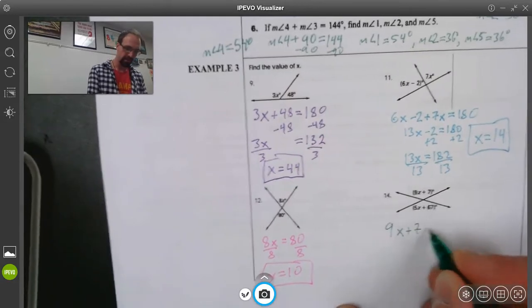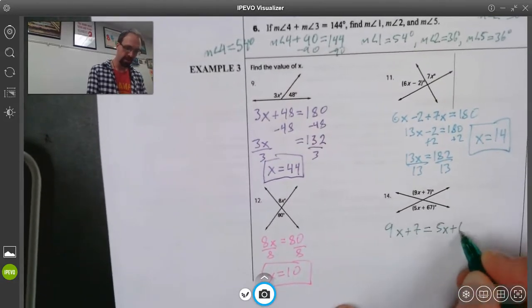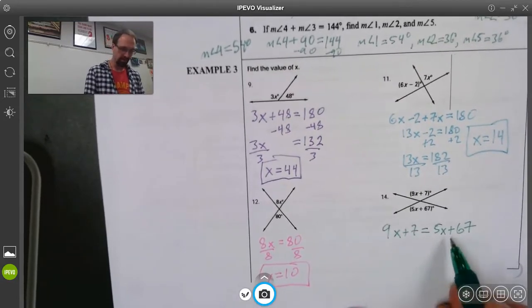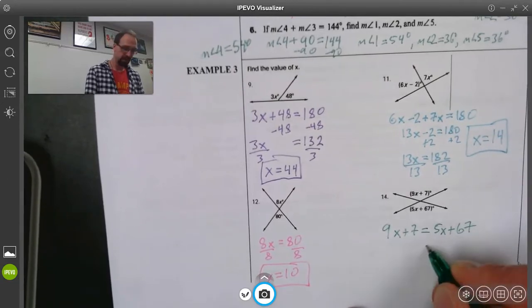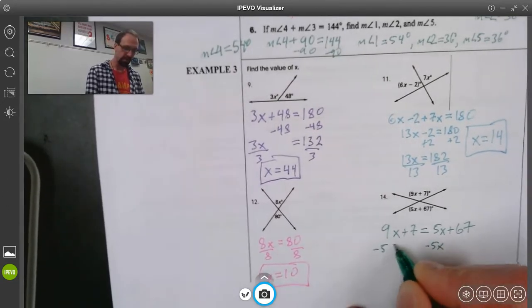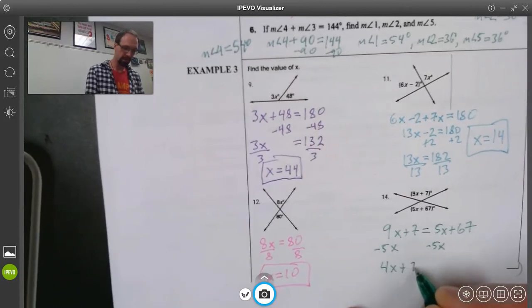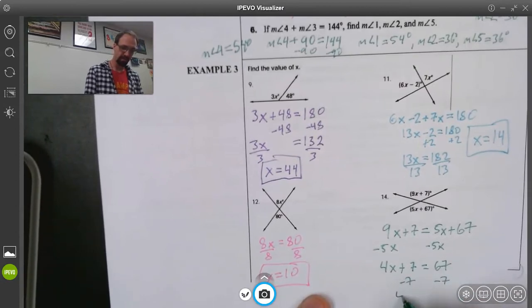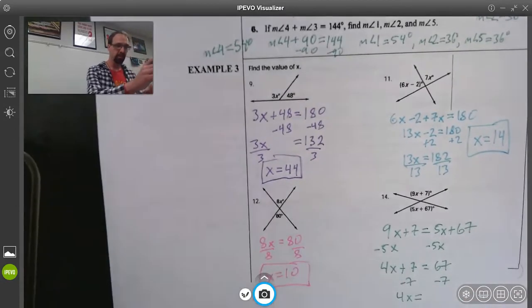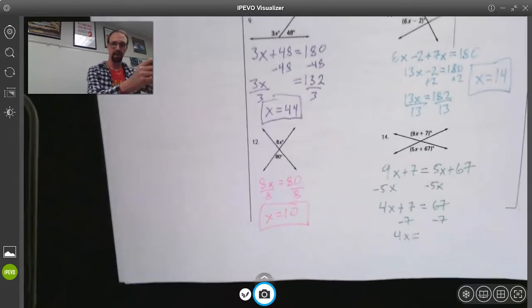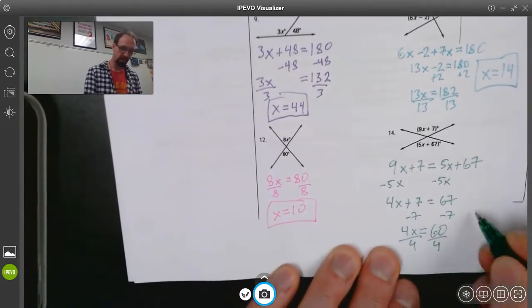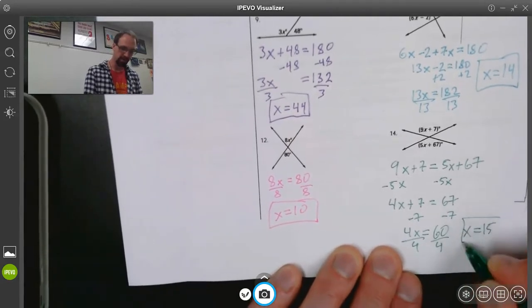So I have 9x plus 7 equals 5x plus 67. For this one, I'm going to go ahead and subtract the coefficient with the variable that's the smaller one. So I'm going to subtract 5x on both sides. That gives me 4x plus 7 equals 67. Subtract 7 on both sides, and I get 4x equals 60. Divide by 4, and I get x equals 15.